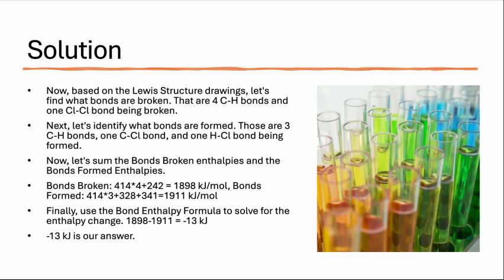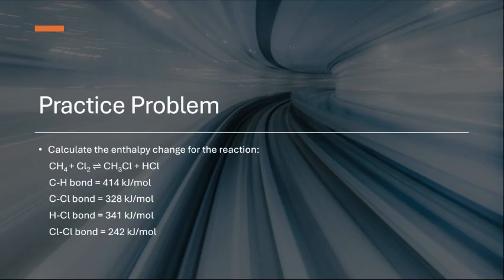And that should, I believe, be 1898 kilojoules per mole. Now we will consider the bonds being formed, or in this case, the products. So what is that? That is CH3Cl and HCl.